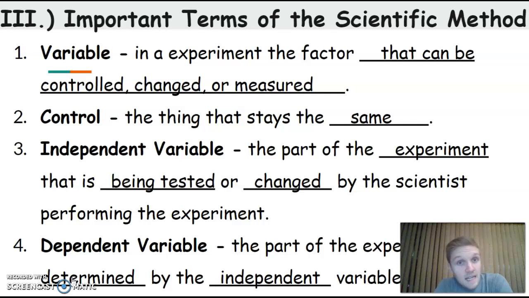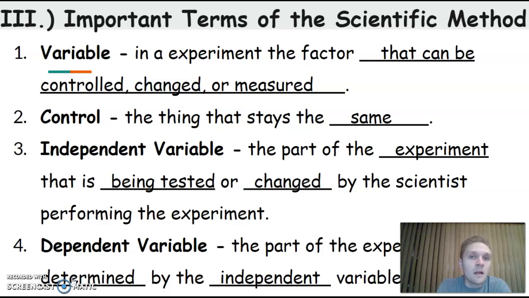Right, now this page has a lot of text on it, but the stuff that's on here is really, really important. So these are our basic terms that are going to be used during the scientific method when we do experiments, right? So the first one there is a variable. That's a factor in the experiment that can be controlled, changed, or measured. And then the next one is a control. Control is going to be the thing that stays the same so the experiment can be fair.